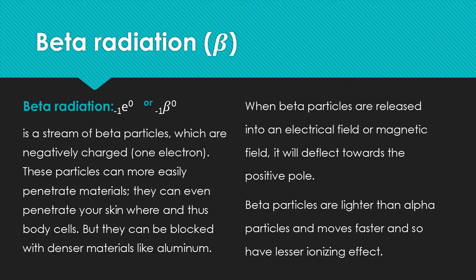When beta particles are released into an electrical field or magnetic field, they will deflect towards the positive pole because beta particles are negatively charged. They will deflect towards the positive pole. Beta particles are lighter than alpha particles, so they move faster and so have a lesser ionizing effect.